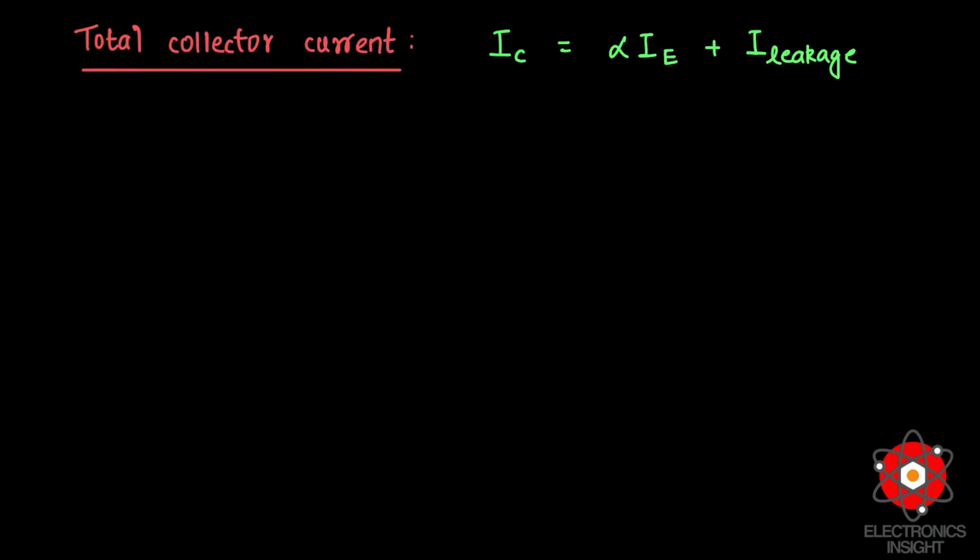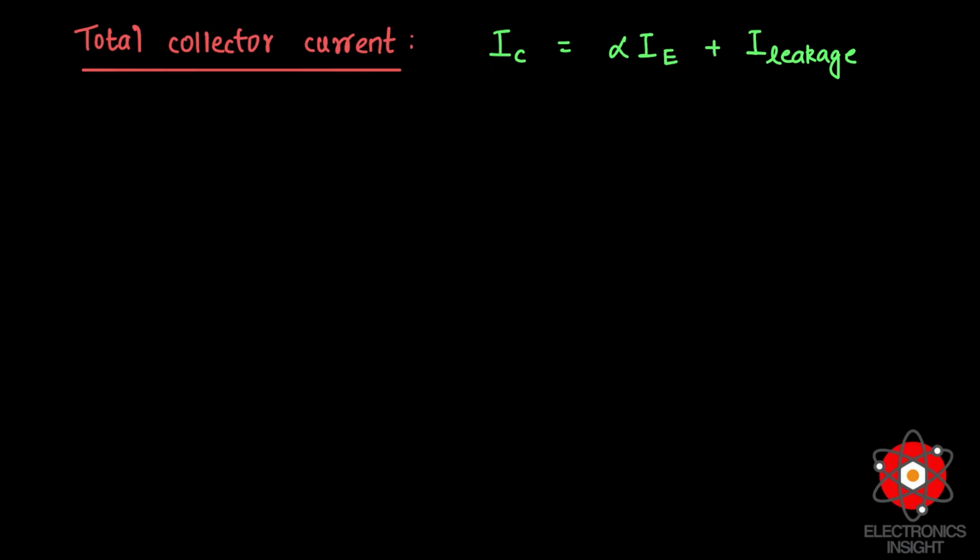The second parameter that we are interested in is to obtain the total collector current expression. The whole of the emitter current does not reach the collector because there is some recombination happening in the base region, and it is because of a small percentage of it, as a result of electron hole combinations occurring in the base area, that gives rise to a small base current. Moreover, as the collector base junction is reverse biased, there is some possibility for a leakage current to happen due to the minority charge carriers.